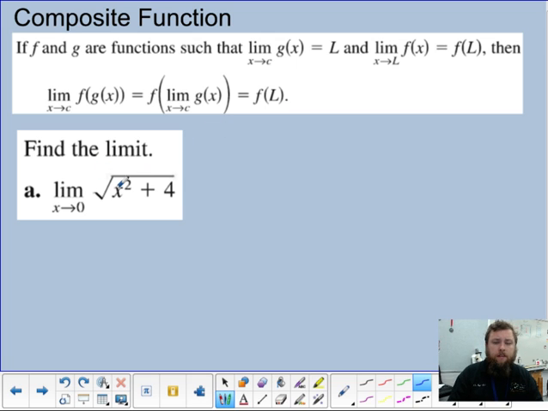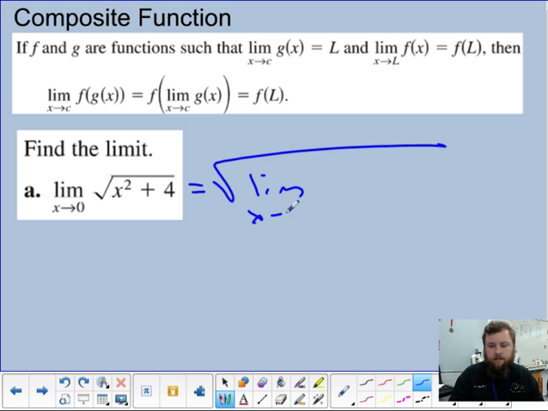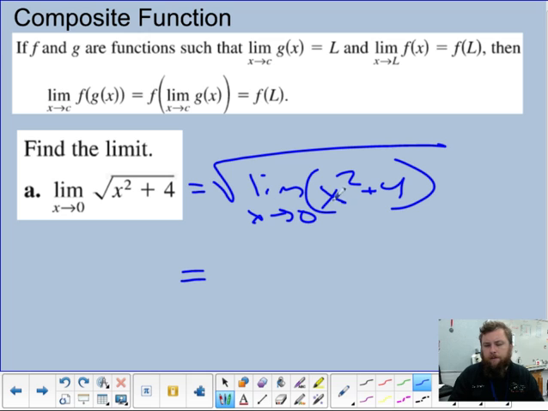So one way to think about this is go back to that last problem. This can be a composite function. And I can rewrite this as, take that square root function, basically take it to the outside. The square root of the limit as x approaches 0 of x squared plus 4. So you evaluate inside that square root. And I can say the limit is, just plugging that in, that becomes 0 squared plus 4, so 4.